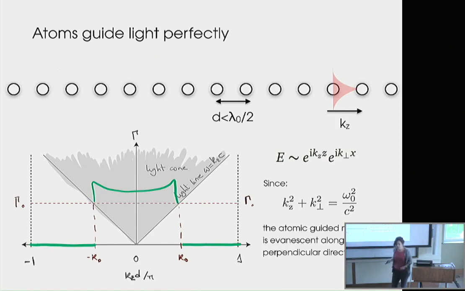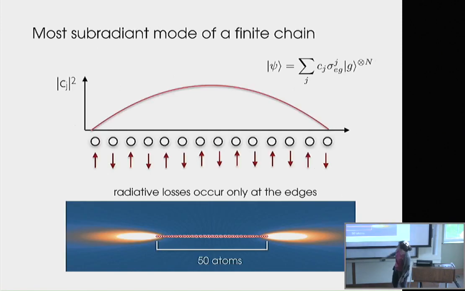For a finite chain, this is not true. And then, of course, we cannot build infinite chains. So the question is, what happens when your chain ends at some point? And so, okay, what happens is this. This is a plot for the spatial profile of a subradiant eigenstate. So I have prepared this eigenstate, and it looks like this.